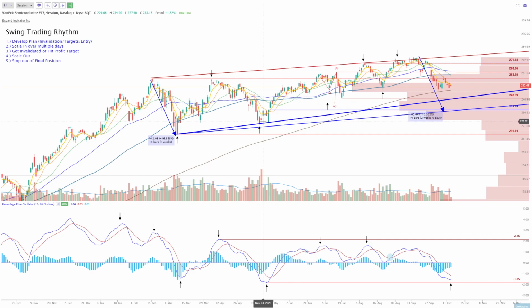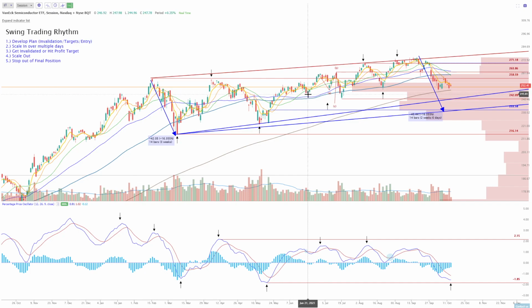You're not going to be able to hold until you hit the destination. By the time you hit the destination, you're going to be euphoric because it's showing up on everyone else's scanners. All these different things, right? So the first step is to have the plan, then to scale into weakness over multiple days. This was 6 sessions that you could have scaled in. Then to scale out because the trade worked. Then to exit the entire position because we lost the moving averages.